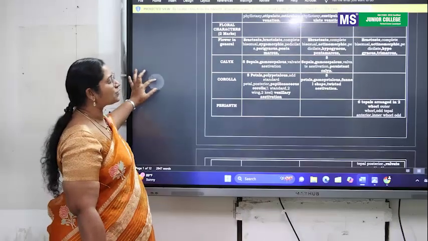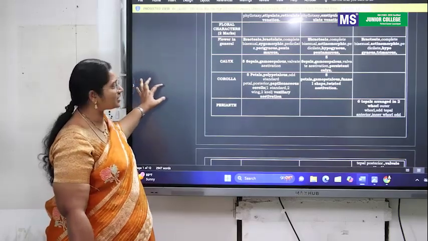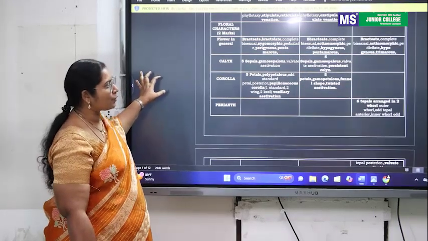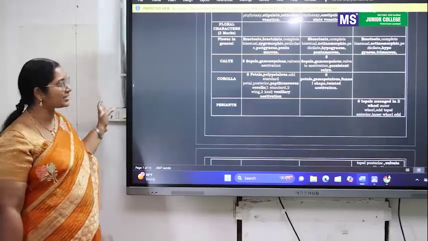Calyx is 5 sepals which are fused, valvate aestivation, gamosepalous condition in Fabaceae. If it is Solanaceae, sepals are 5, those are also fused, gamosepalous, valvate aestivation, and the calyx is persistent.